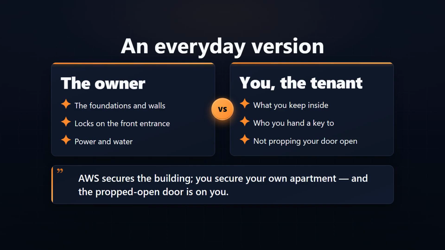If that still feels abstract, here's an everyday version. Think of an apartment building. The owner looks after the building itself, the foundations, the outer walls, the locks on the front entrance, the power, and the water. That is AWS securing the cloud. But inside your own apartment, you decide what you keep there and who you hand a key to. That is you securing what's in the cloud. And notice, the owner can't stop you from propping your own door open. In the cloud, that propped open door is a misconfiguration, and it sits squarely on your side of the line.